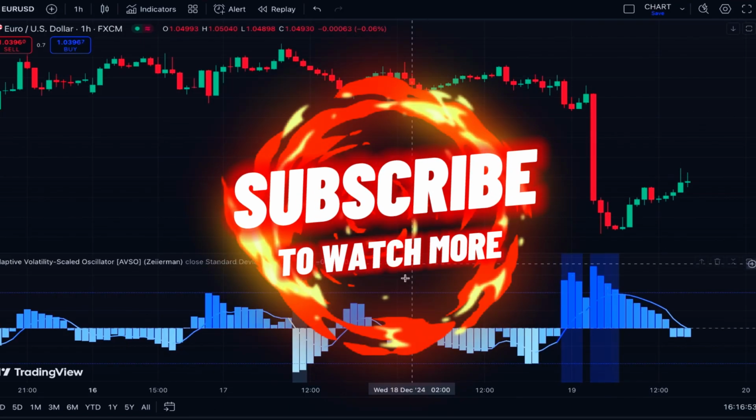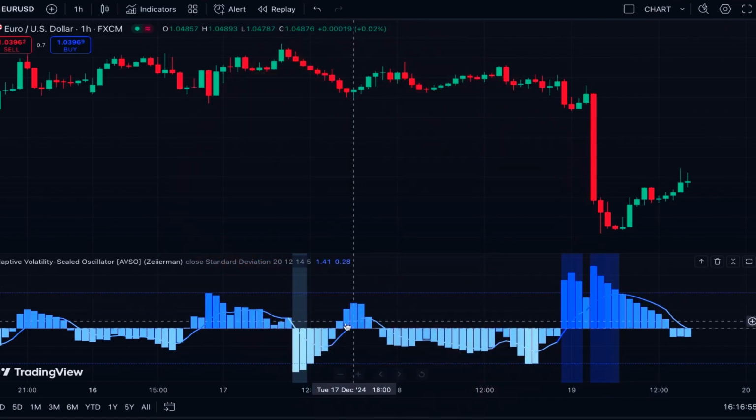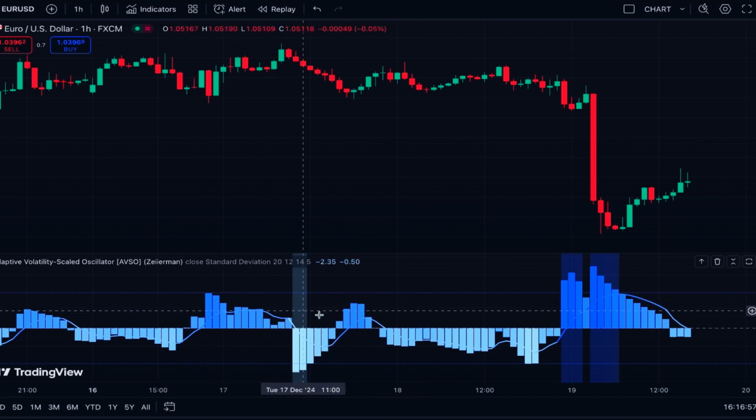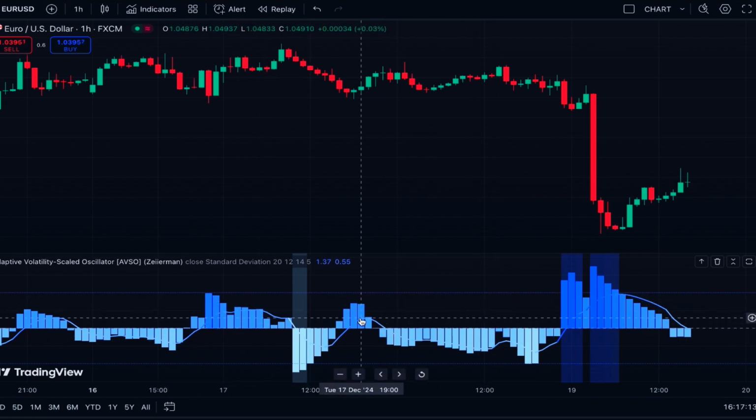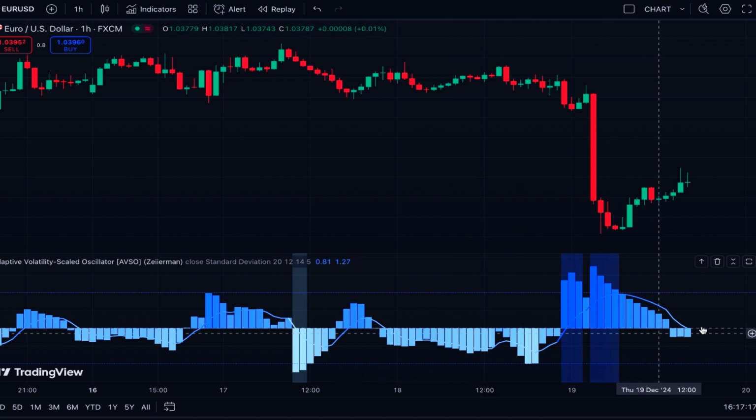Alright, this is the indicator, and as you can see, it is added here below the chart. It's actually an oscillator, and you can see that we have a line and a histogram that are moving above and below the center line, which is 0.